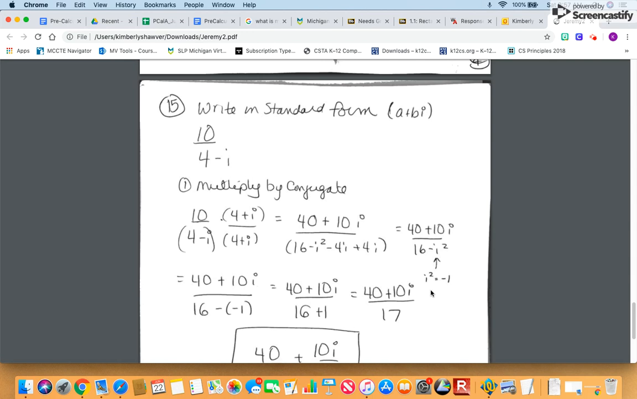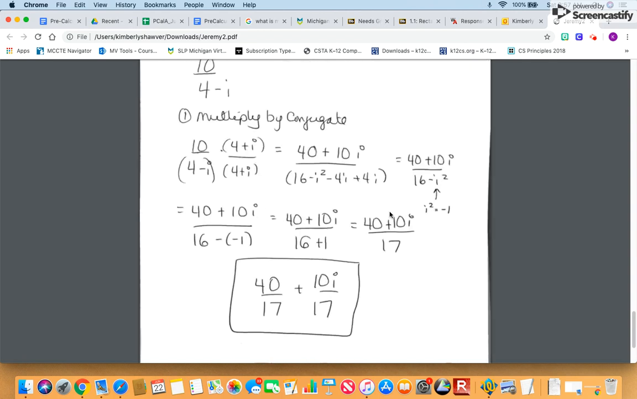Finally, this one asks you to write in standard form. So that means we're looking for an expression a plus bi. Okay, so when I have a complex number in the denominator, the process is to multiply by the conjugate. So if this is 4 minus i, then the conjugate is 4 plus i. So I have to multiply the top and the bottom. So when I do that, I have to distribute the 10 to the top. So I get 40 plus 10i.